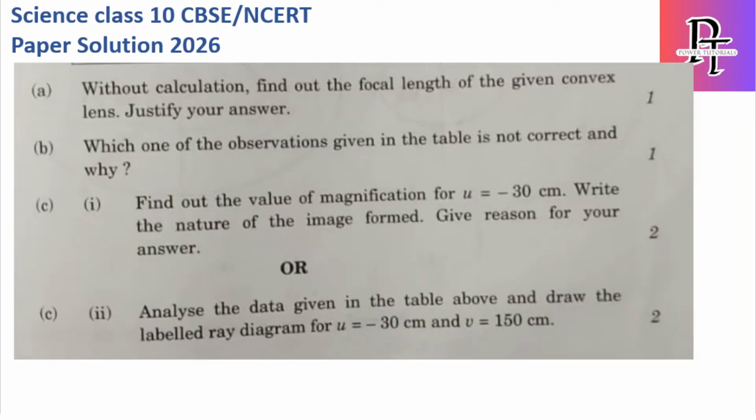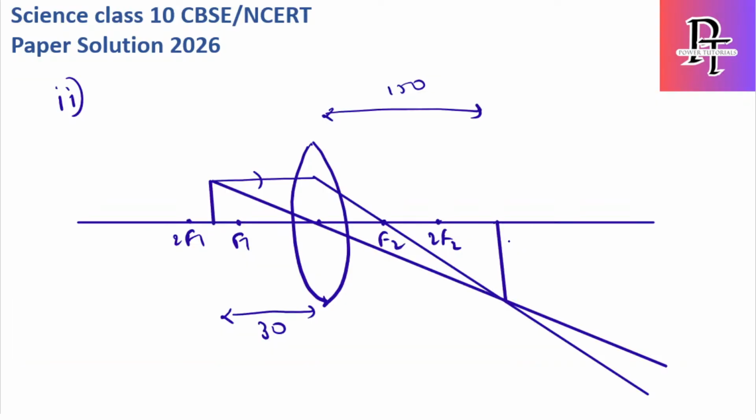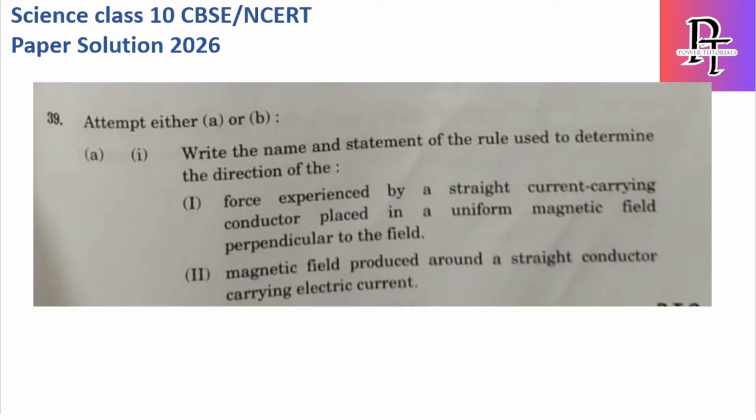This is the ray diagram for the convex lens. Here, if I say AB is the object and CD is the image, I'll write it here: AB is the object and CD is the image. Okay, let's move to the next question.